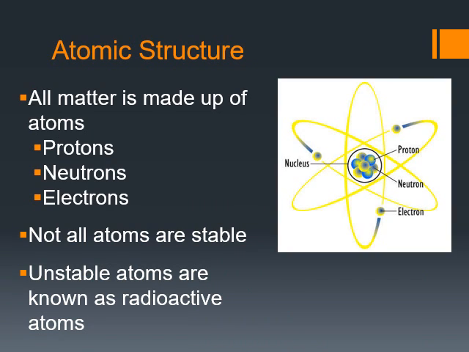Little science here. All matter is made up of atoms, tables, chairs, and ourselves. And inside each atom, we have protons, neutrons, and electrons. Now, not all atoms are stable. And today we're going to be talking about those unstable atoms because they are radioactive.